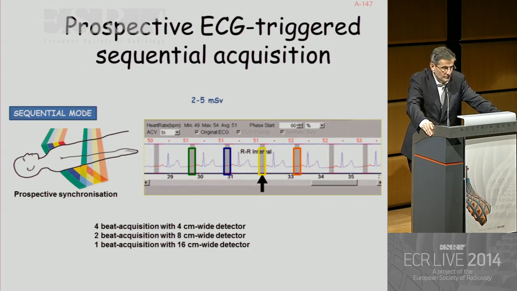Now there are many publications validating prospective ECG-triggered sequential acquisition, and here you are no more in the spiral mode. In the sequential mode you have a shot typically in the diastolic phase, then the table moves, and there is another shot, and so on. You need 4 shots with a 4 centimeter wide detector, 2 shots for an 8 centimeter wide detector, and just 1 shot, one beat acquisition, with the large 16 centimeter detector from Toshiba.